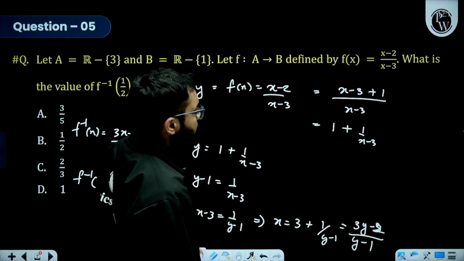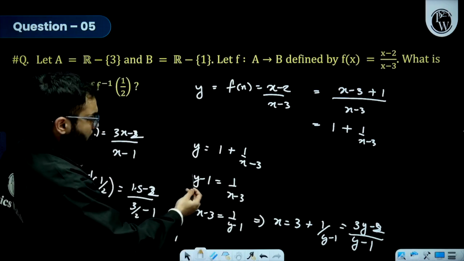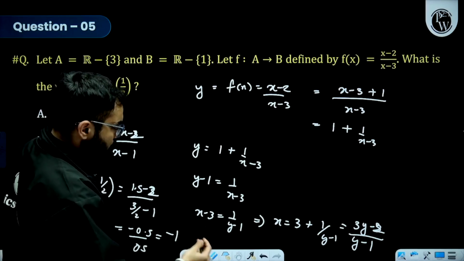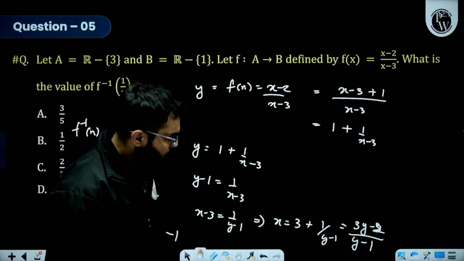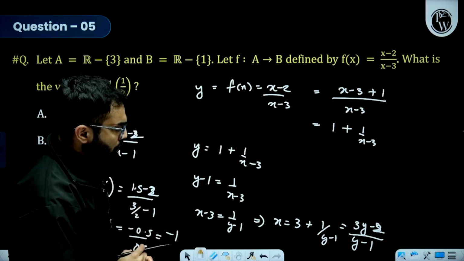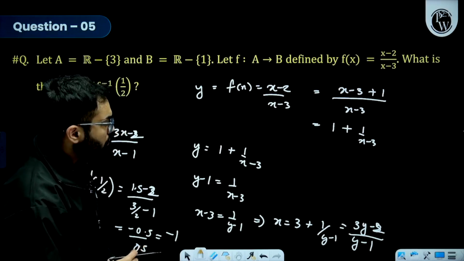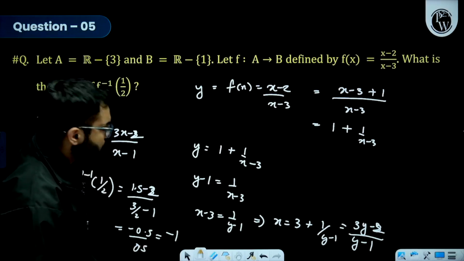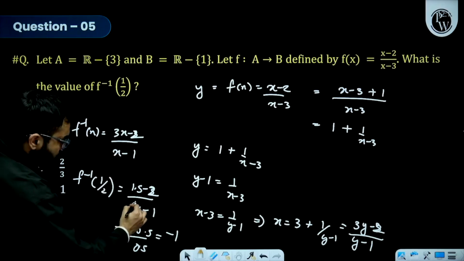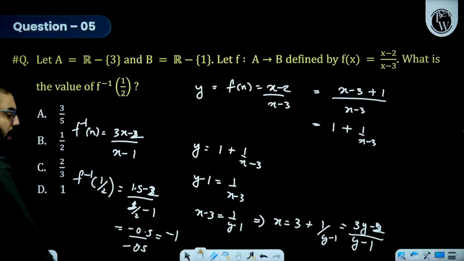So x minus, this becomes that, y minus 1, okay, 3y minus 3 plus 1 is 3y minus 2, upon y minus 1. Okay, so here it was x, so it becomes 1 by 2 minus 1, so it is also coming as minus 0.5. So the right answer is option D, 1.